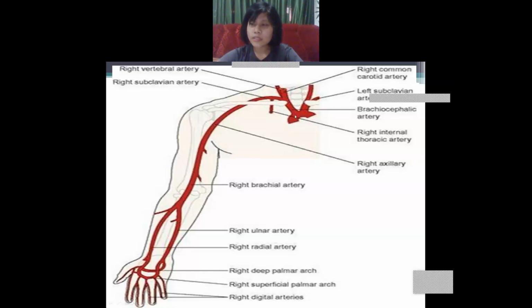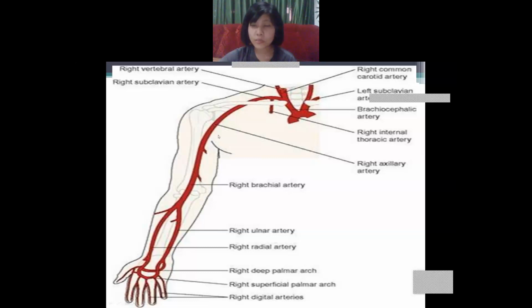Next is the thoracic artery, this one. And as we come further, we will get the axillary artery. The axillary artery means axilla, this one, armpit. We usually use the word axilla in medical terms, not armpit, but I'm using that word so that you all will be able to understand. But in the exam, don't write armpit, you write axilla.